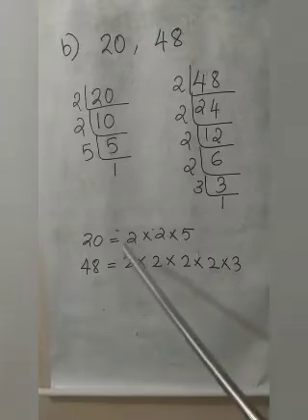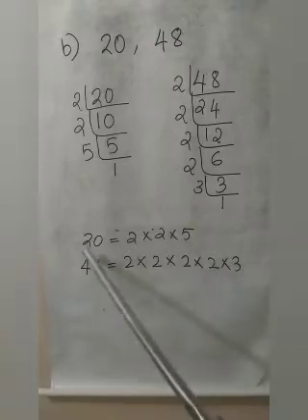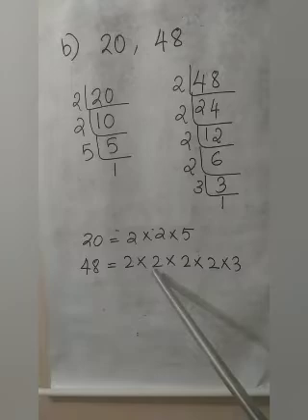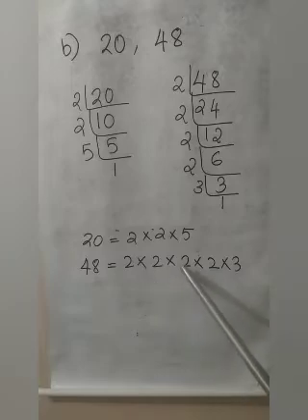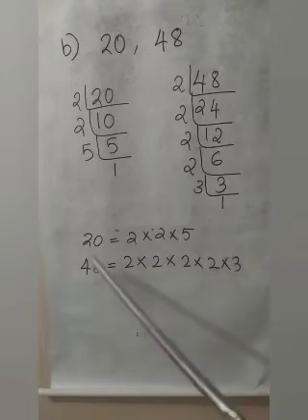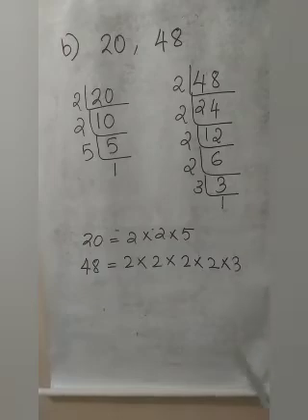So confirm your answer. What is 2 into 2? 4. 4 into 5? 20. Here 48: 2 into 2, 4. 4 into 2, 8. 8 into 2, 16. 16 into 3, 48. So this is our prime factorization. Now we have to find HCF.